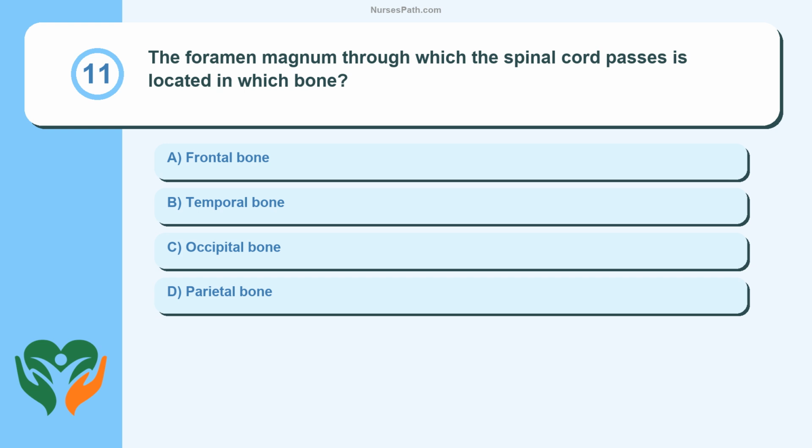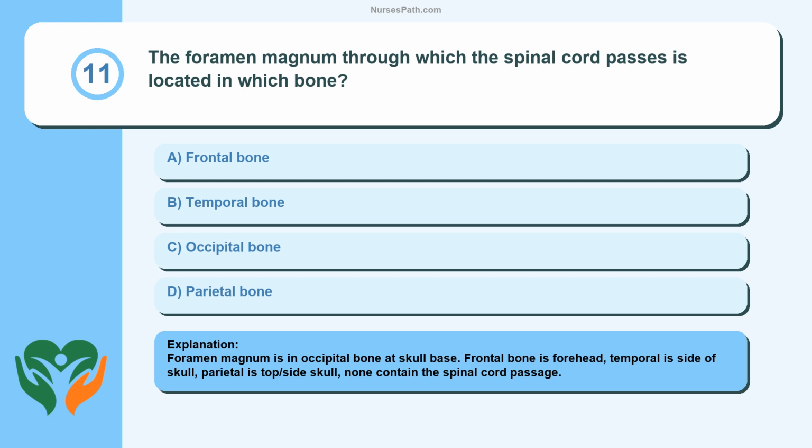Question 11. The foramen magnum through which the spinal cord passes is located in which bone? Frontal bone, temporal bone, occipital bone, parietal bone. Foramen magnum is in the occipital bone at the skull base. Frontal bone is forehead, temporal is side of skull, parietal is top/side skull. None of those contain the spinal cord passage.